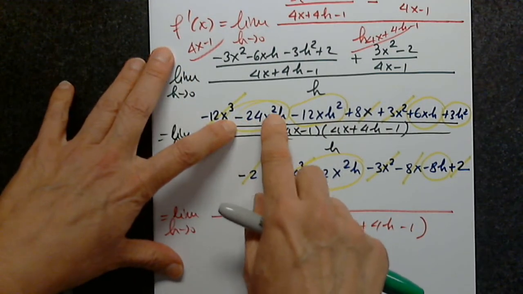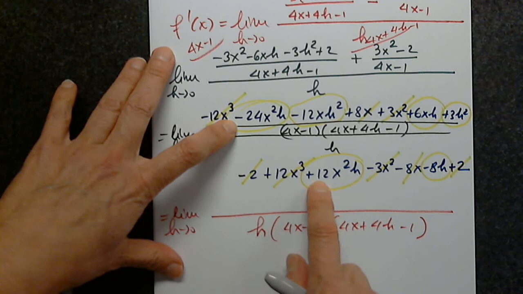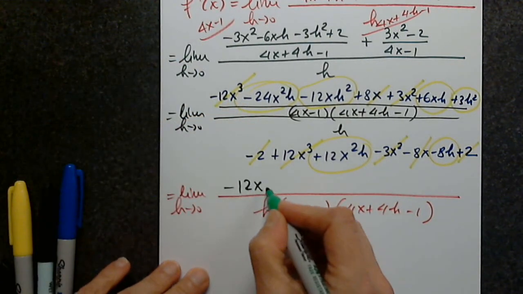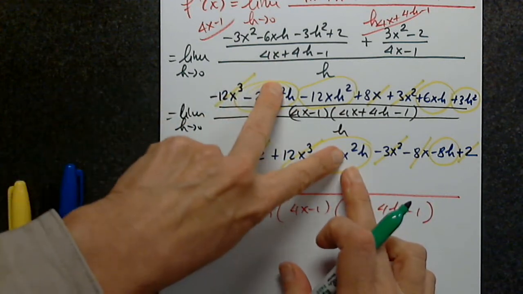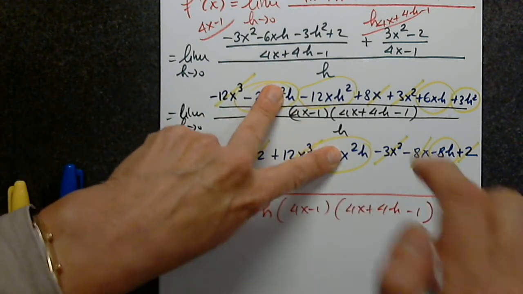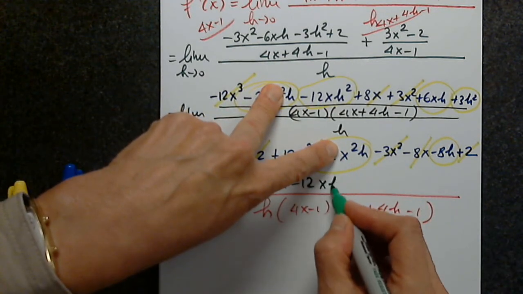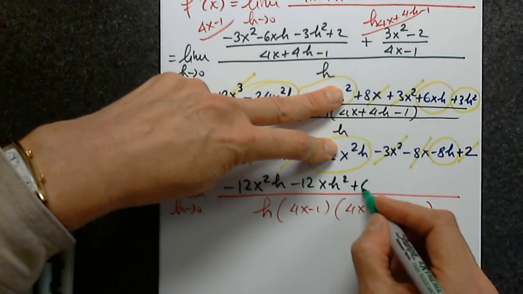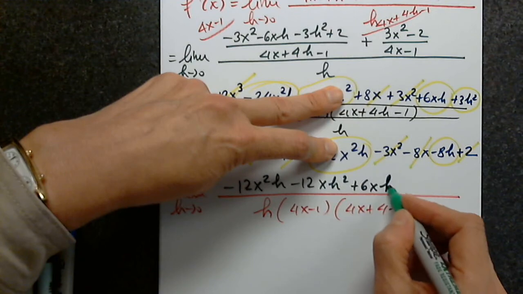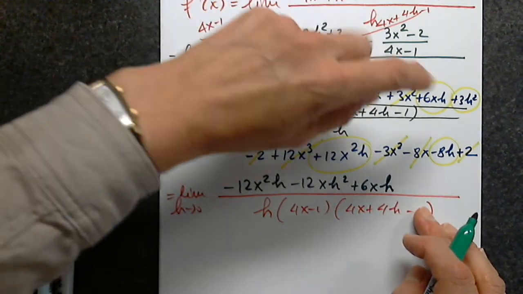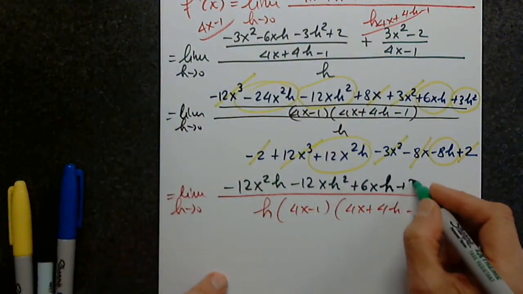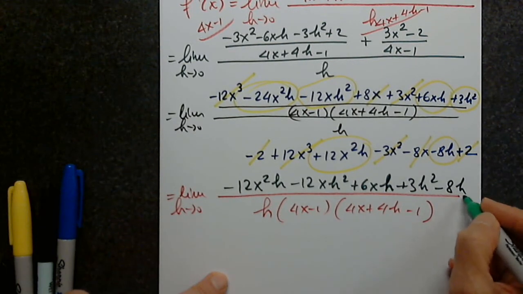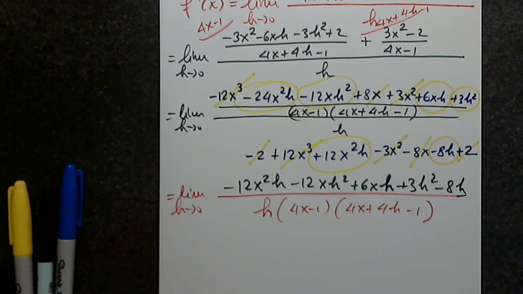Negative 24x squared h plus 12x squared h gives us, very good, negative 12x squared h. So these are gone. Now this has to stay as negative 12xh squared. This has to stay as 6xh. And this has to stay as positive 3h squared. And this has to stay as negative 8h. There is no other way.